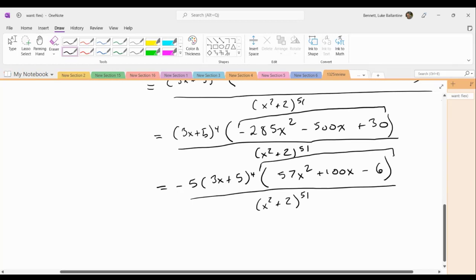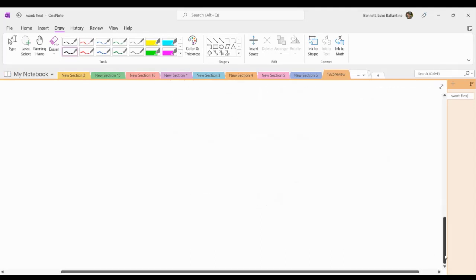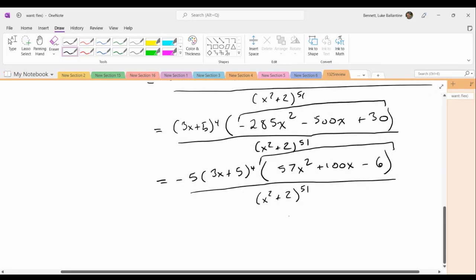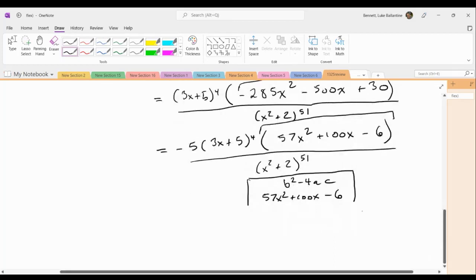Now I'm curious, does this problem want me to factor this? Should I factor this? Can I factor this? Well, we can check if we can, if it even has real roots. So we have b squared minus 4ac, with 57x squared plus 100x minus 6. This b squared minus 4ac comes from the quadratic formula. It's the part that's under the radical. So if this is greater than 0, then we'll have 2 real roots.